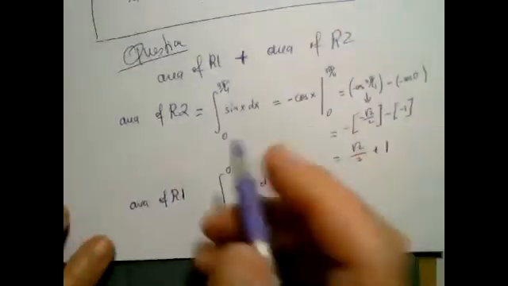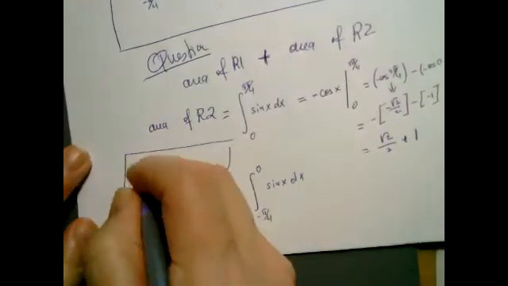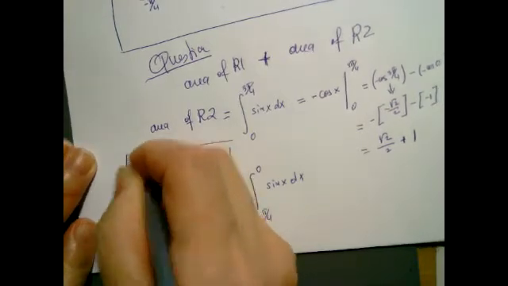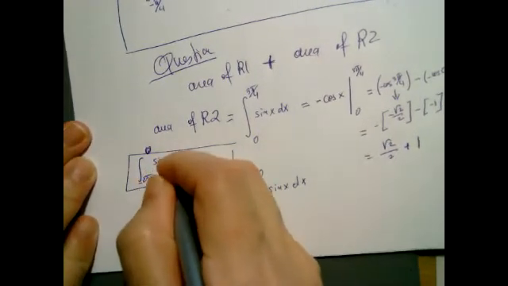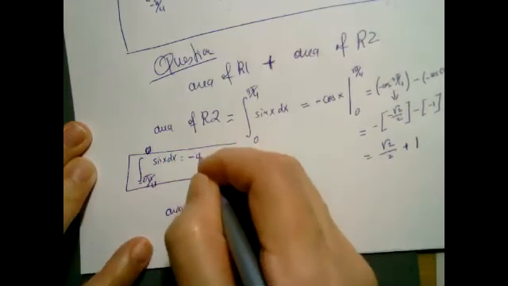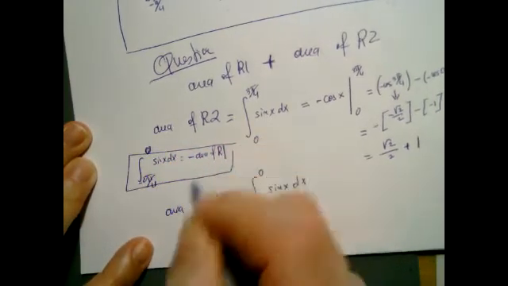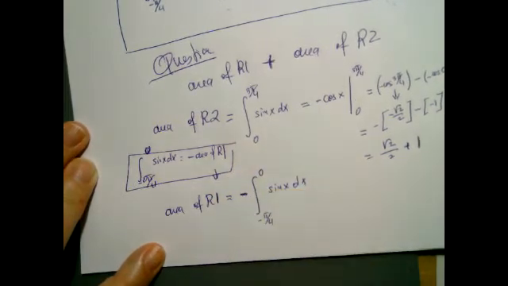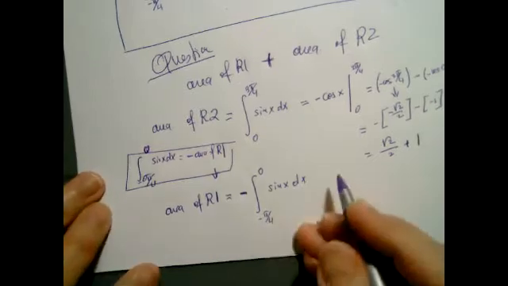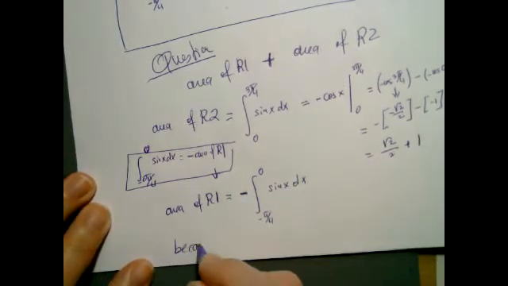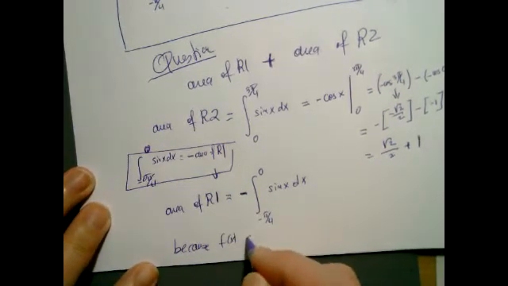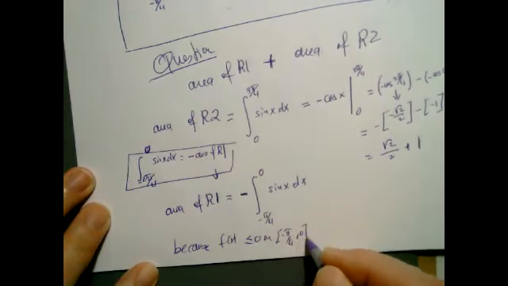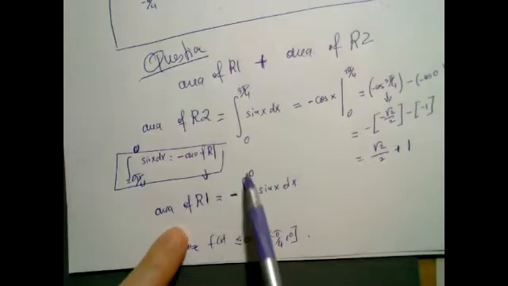So let's write this down now. The integral from minus pi over 4 to 0 of sine x dx is minus the area of R1. That means the area of R1 is minus this integral. And why? Because f of x is negative on that interval. So the area of R1 is going to be minus that.